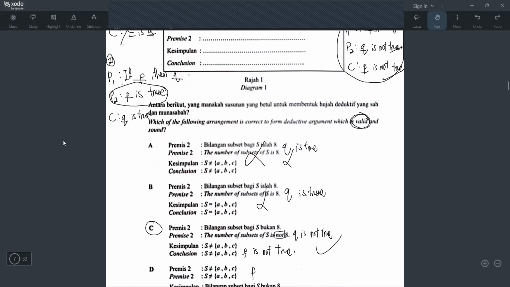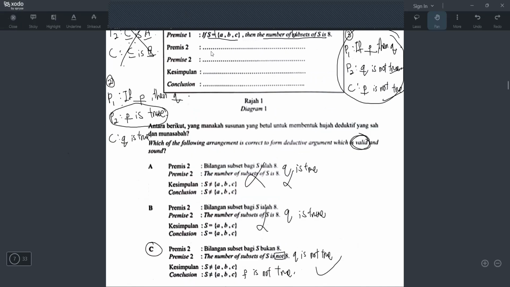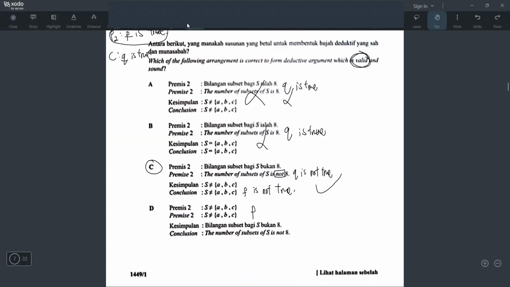But look at this. They mention P, but they do negation. They say S is not ABC. So yeah, it's not valid. If you want to mention P, you have to write P is true in your premise two, then only it's valid. But here they do P is not true. That's why this is wrong already. So the answer is C.